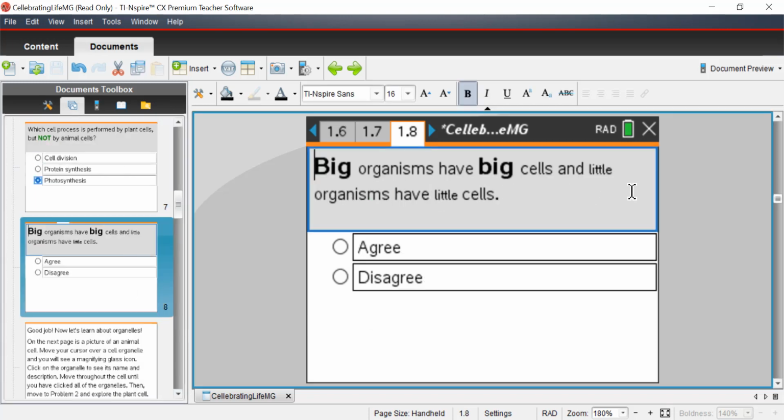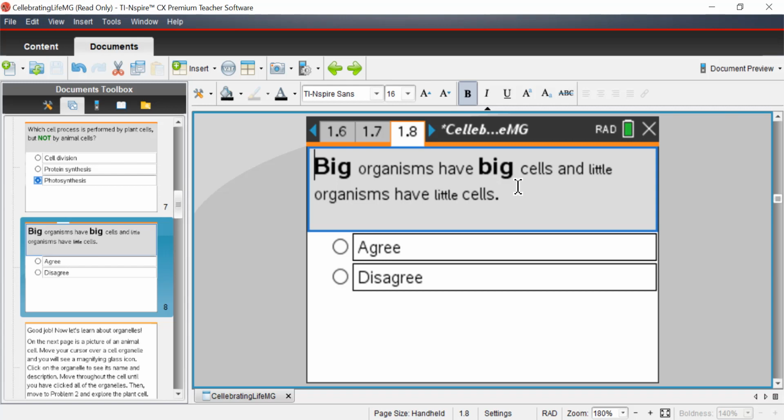All right, and finally, big organisms have big cells and little organisms have little cells. Agree or disagree? This is a little bit of a trick question. This kind of makes sense, right? Big organisms, maybe they have really big cells. Well, actually, big organisms and little organisms probably have roughly the same size cells. And there's a reason for that as well. That'll be in a different video. It has to do with surface to volume ratio, which is a really important topic when it comes to cells.